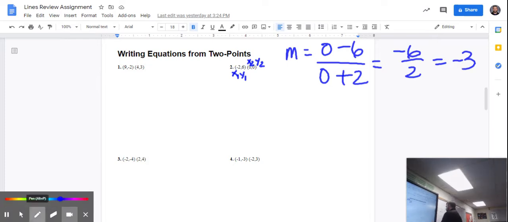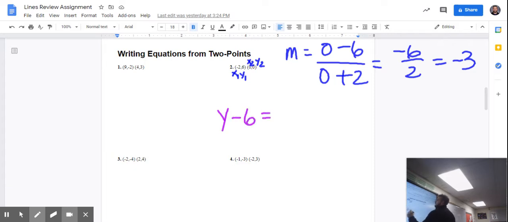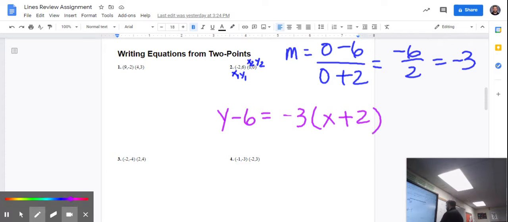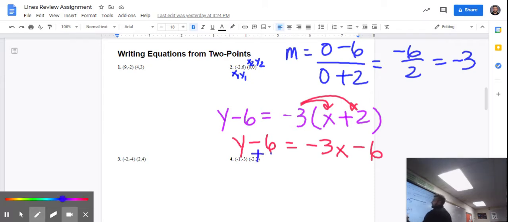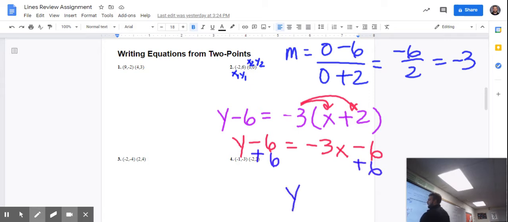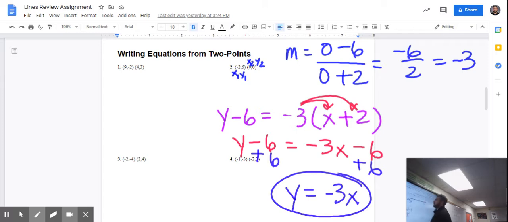I take my x1, y1 and put it into point slope form and say y minus 6 is equal to negative 3 times x minus negative 2. Again, super close. The only difference is I have to distribute. I get y minus 6 is equal to negative 3x minus 6. I add 6, y equals negative 3x, and then negative 6 plus 6 goes away. So here's my answer right there.